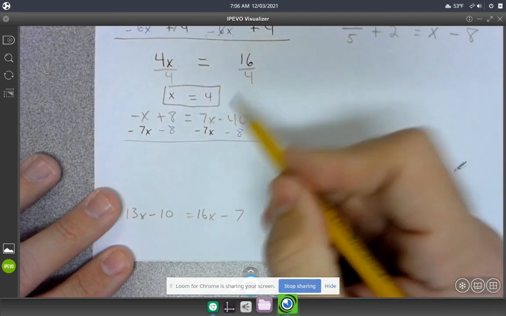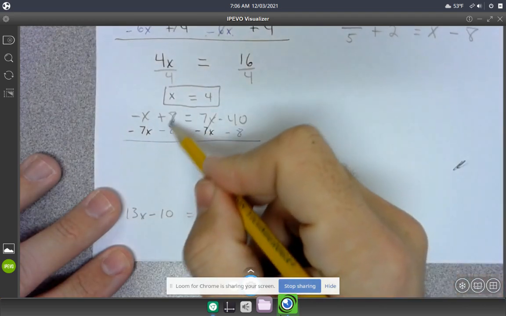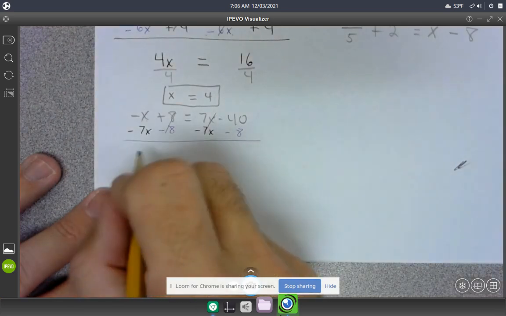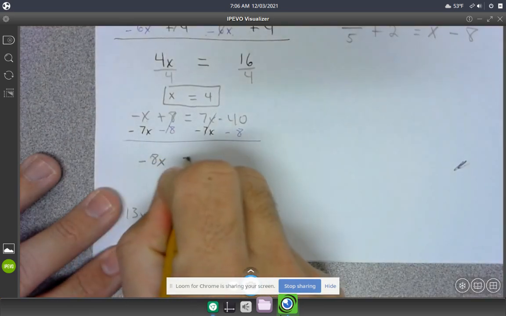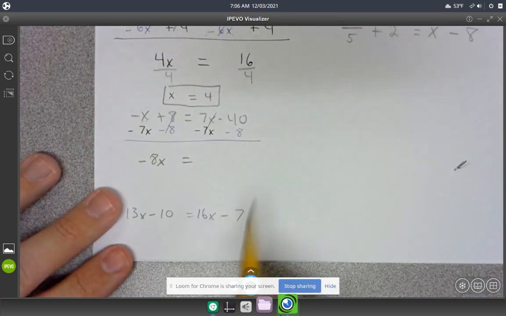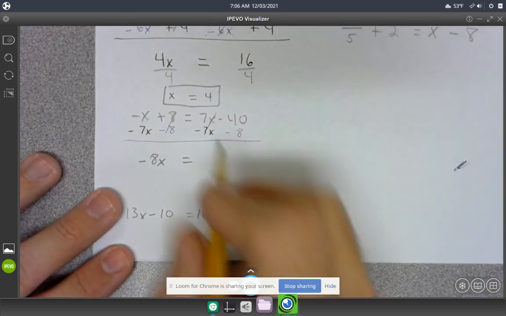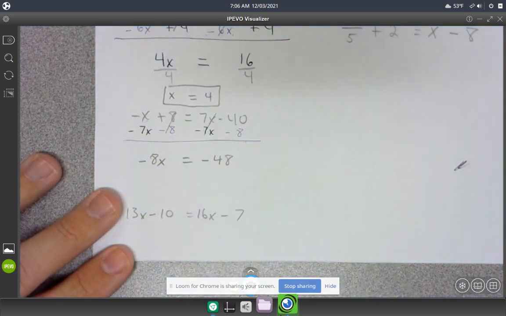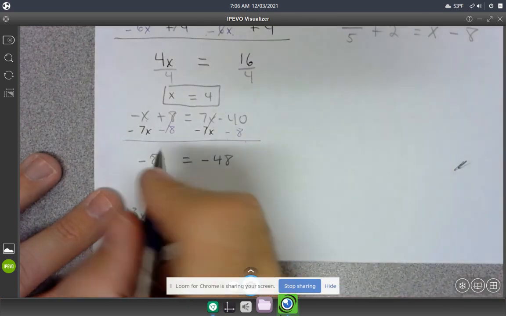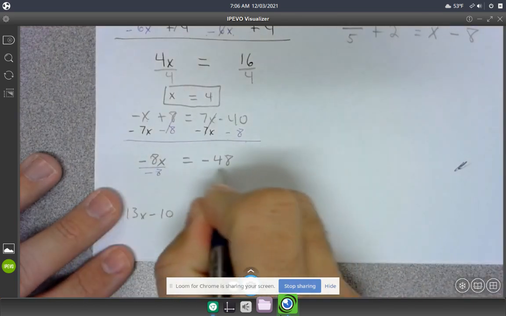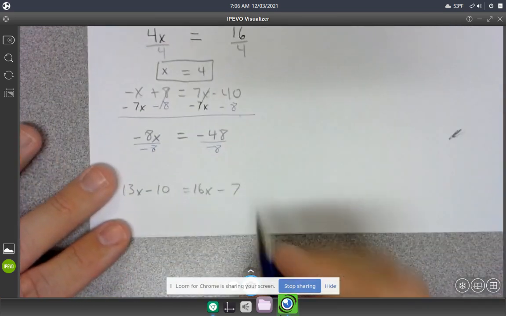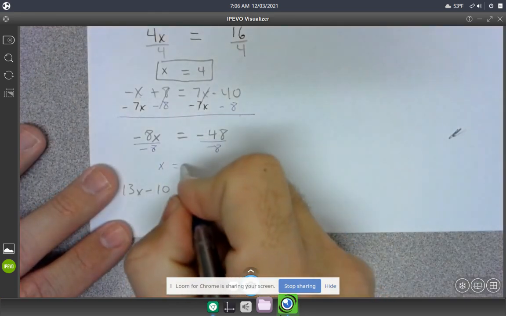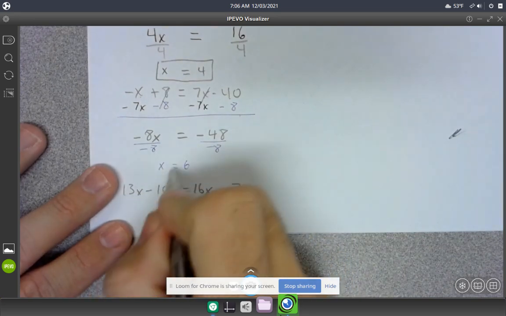So the 7x's cancel, the 8's cancel. And so you're left with negative 1x minus 7x, which is negative 8x. And then negative 40 minus 8 is negative 48. Then you divide by negative 8 and you got your answer. x equals a positive 6, since 48 divided by 8 is 6.